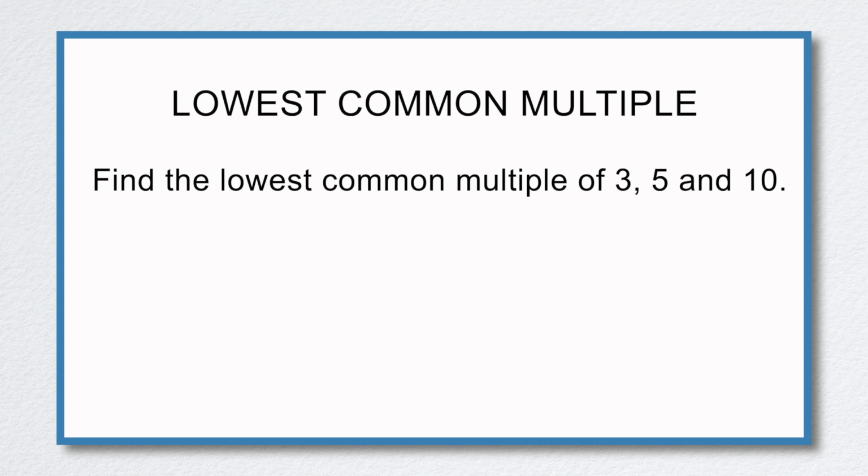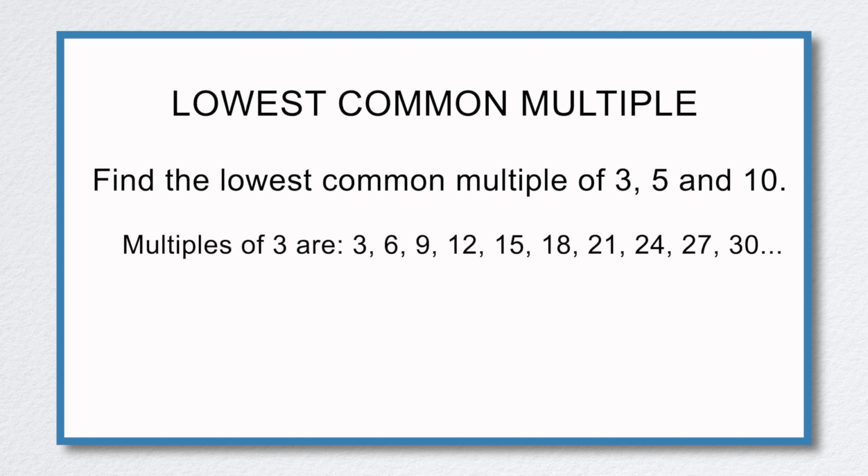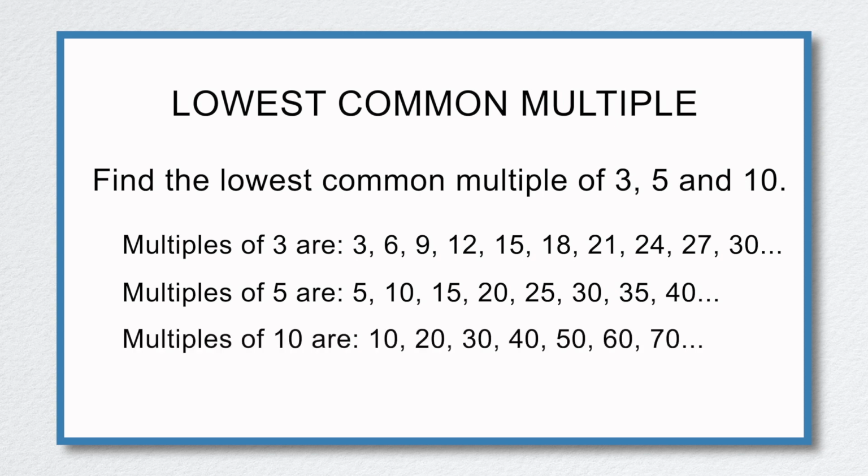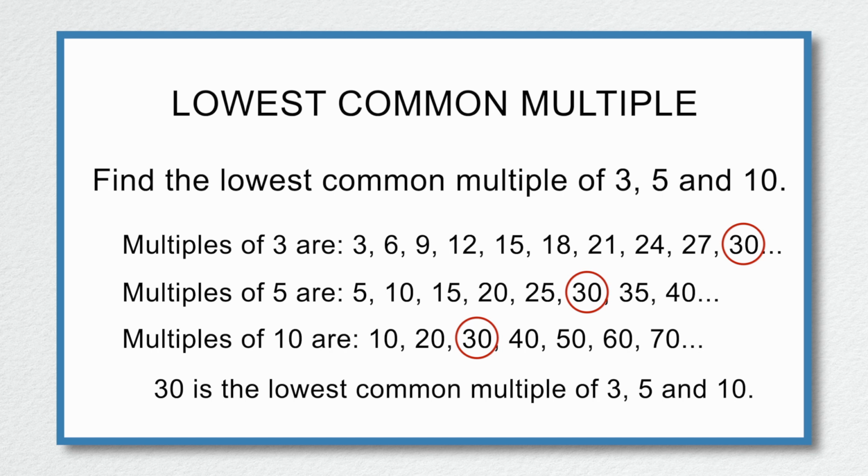Find the lowest common multiple of 3, 5, and 10. We'll begin by listing the multiples of 3, 5, and 10. Here are the multiples of 3. Here are the multiples of 5. And here are the multiples of 10. We can see that the lowest common multiple to these 3 numbers is 30. Now, finding the lowest common multiple is extremely helpful when you're looking at addition and subtraction of fractions, where you will need to find the lowest common denominator. But that's for another video.